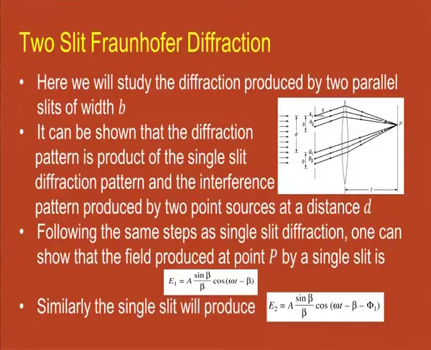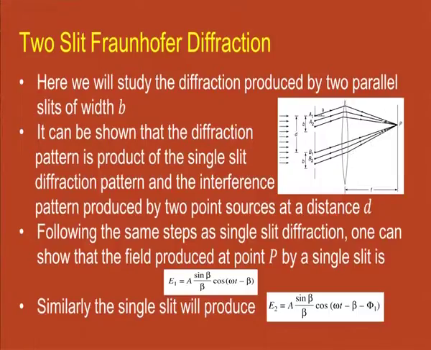So, as you can see in the figure, there are two slits of width b, and the rays that come out of these two slits will go through the lens and we will obtain the field at a point P on the screen, which is located at the focal plane of the lens.